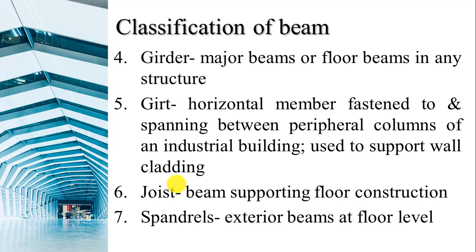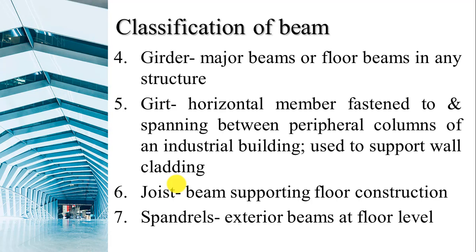Here you can see that joists and spandrels are all at the floor level, or floor beams themselves, but a spandrel is the exterior beam, and joists are the other supporting beams for that floor level. And sometimes those joists can even be secondary beams, as we saw in the previous diagram.